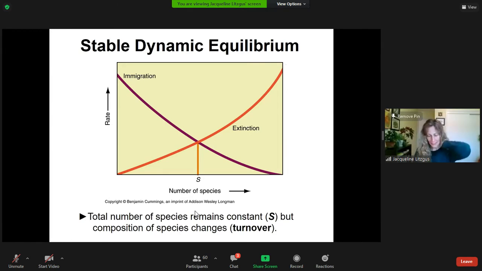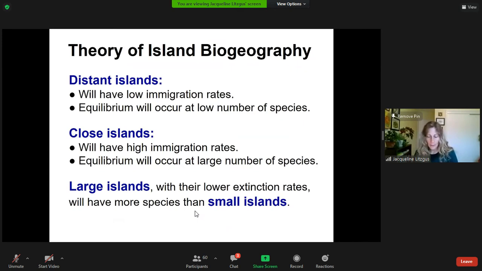Okay. All right. So this image, I can tell you, is the crux of the story for the theory of island biogeography. This idea of this stable dynamic equilibrium is the key component of this story. So stable, right? Because the number of species is constant, this S value. And it's dynamic because the species list is always changing. Who the species are is changing because of these constant dynamic processes of immigration and extinction. Okay, so again, that's the crux of what island biogeography theory is saying.